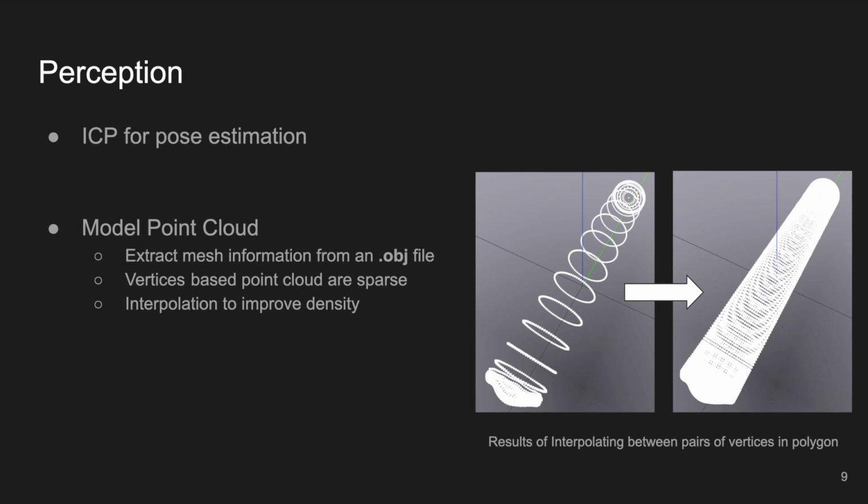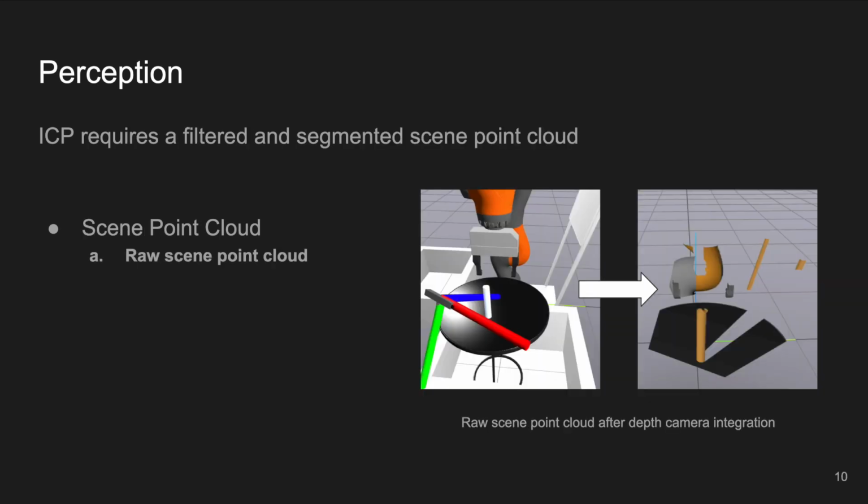For the perception system developed for our project, we plan to use ICP, and as we learned in class, ICP requires both a model point cloud and a segmented scene point cloud. For the model point cloud, we extracted the mesh information from the OBJ file of the chalk, and the resulting point cloud was sparse, which required us to interpolate between each pair of vertices to arrive at the resulting point cloud you see on the right. The second requirement for ICP is to have a filtered and segmented scene point cloud. And to extract the raw scene point cloud, we integrated a depth camera in our Drake implementation, which we used to extract the raw scene point cloud.